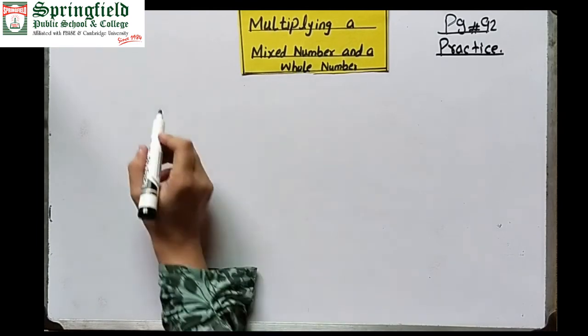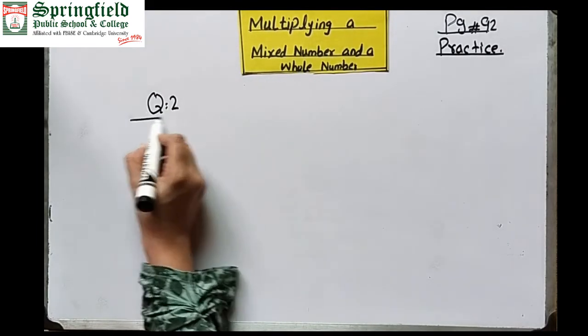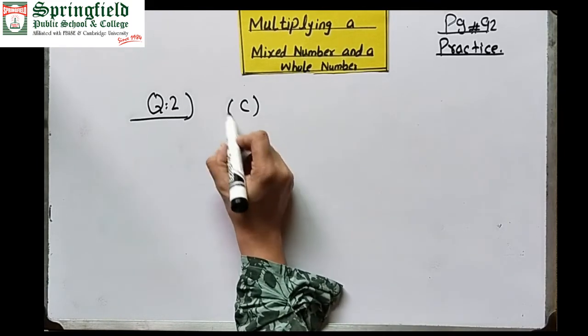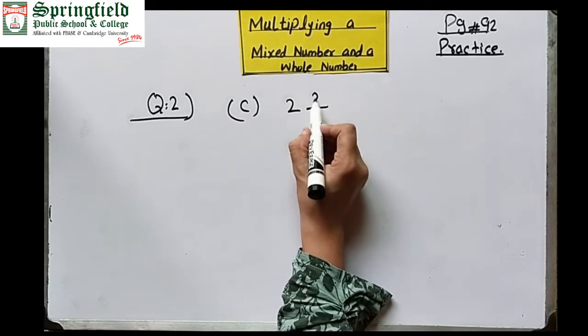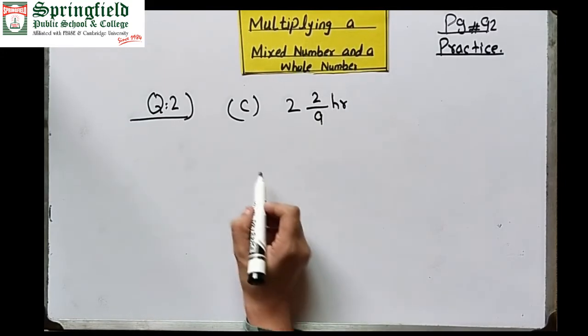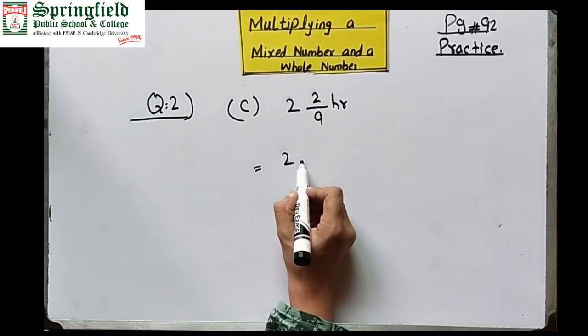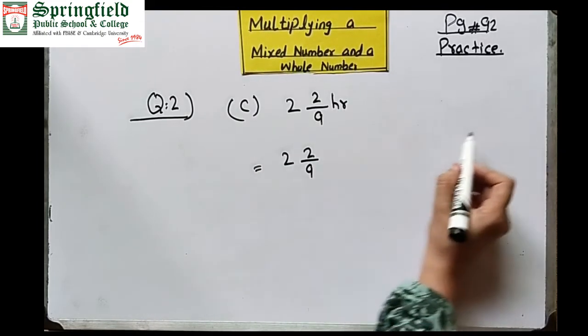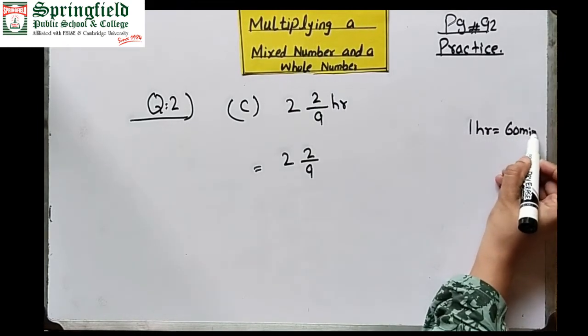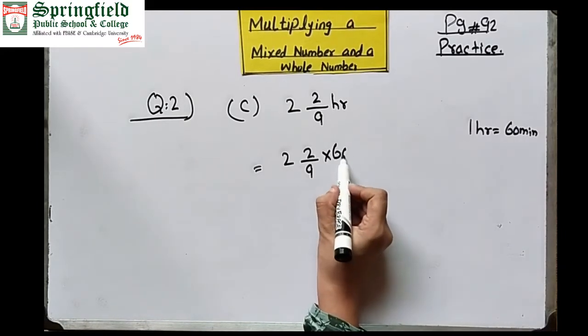Question 2. Express the following in minutes. Fine. Here they say that the given values are in hours, convert them to minutes. So C part is 2 whole 2 by 9 hours. So how can we convert into minutes? So 2 whole 2 by 9, and 1 hour is equal to 60 minutes. So we will multiply with 60 minutes here.